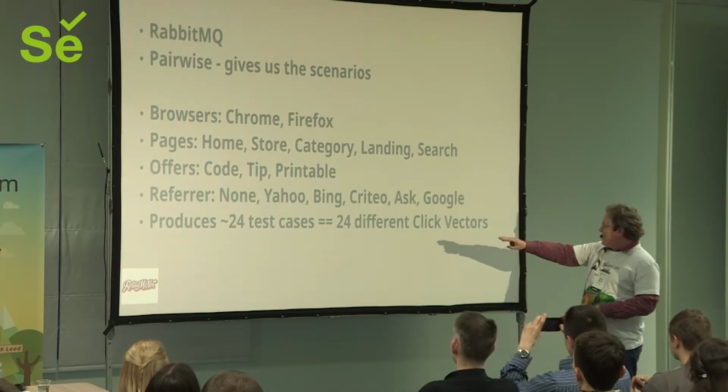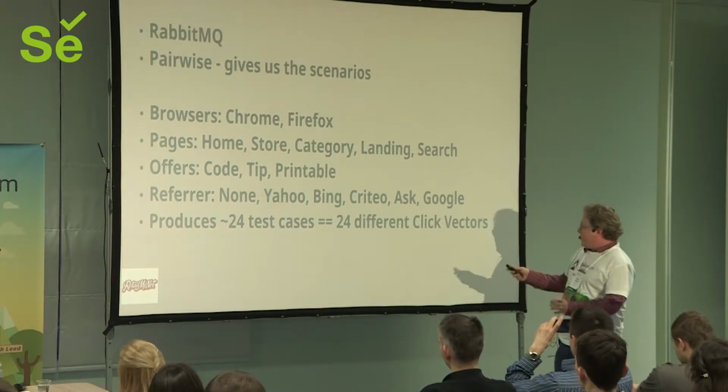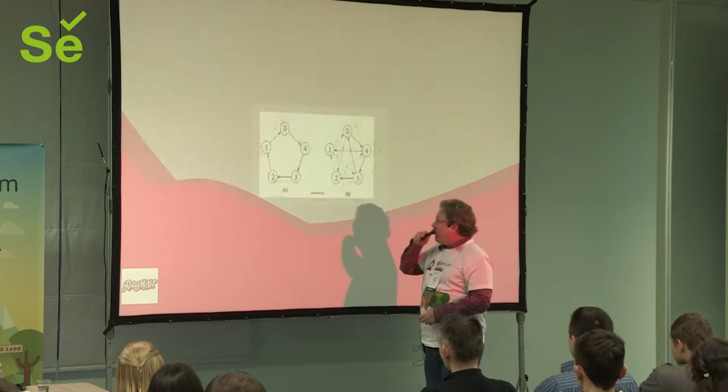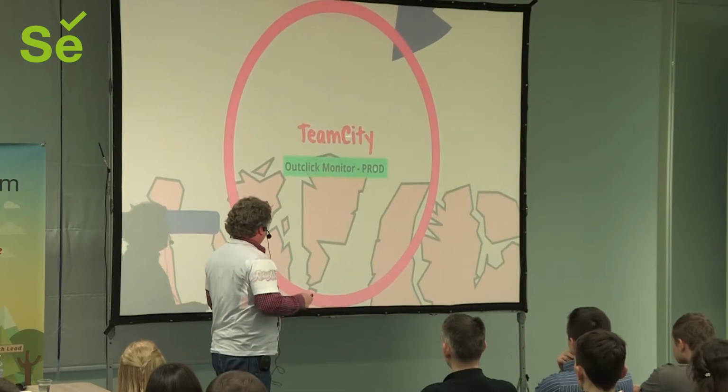This produces 24 test cases. I'm just kidding, Microsoft. Produces 24 test cases, 24 different what I call vectors, ways to come into the code, right? Pairwise, this is the set reduction thing. Please Google it. I won't waste time on that right now.